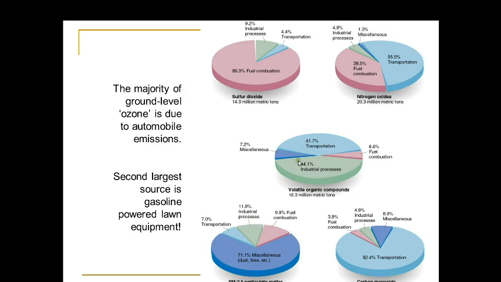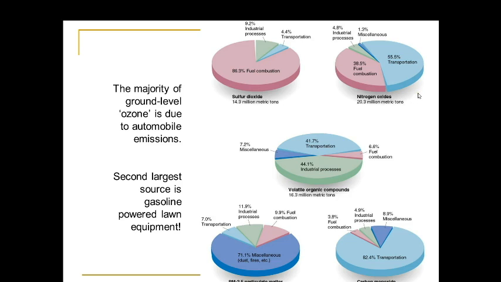Here are a bunch of pie charts which show the sources of different types of pollutants. So the majority of ground level ozone is due to automobile emissions. The second largest source is gasoline powered lawn equipment. But we can look at, for example, sulfur dioxide comes from primarily fuel combustion.